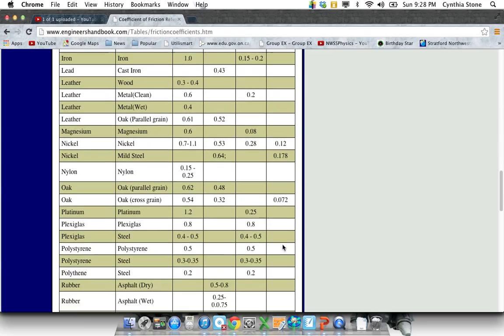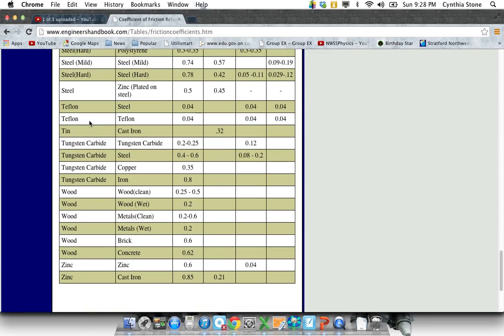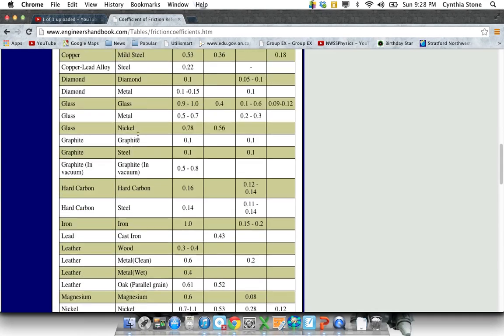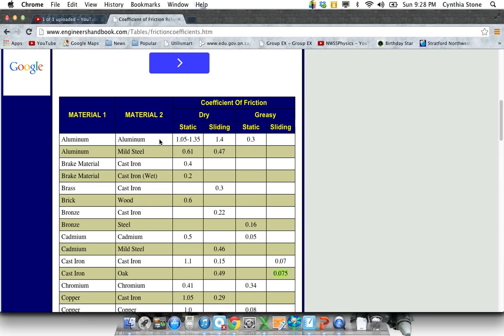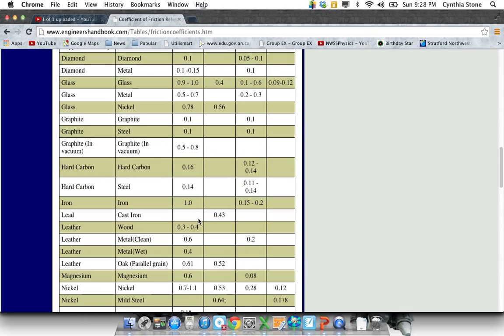So anyways, this is just an example of one table that I looked up that has a bunch of different materials, and the whole thing is, what are the two? Like Teflon on steel, we know Teflon isn't very sticky, so it's a really low number. I'm really baffled by how high this one is. It doesn't seem like aluminum on aluminum would have that high of a friction.